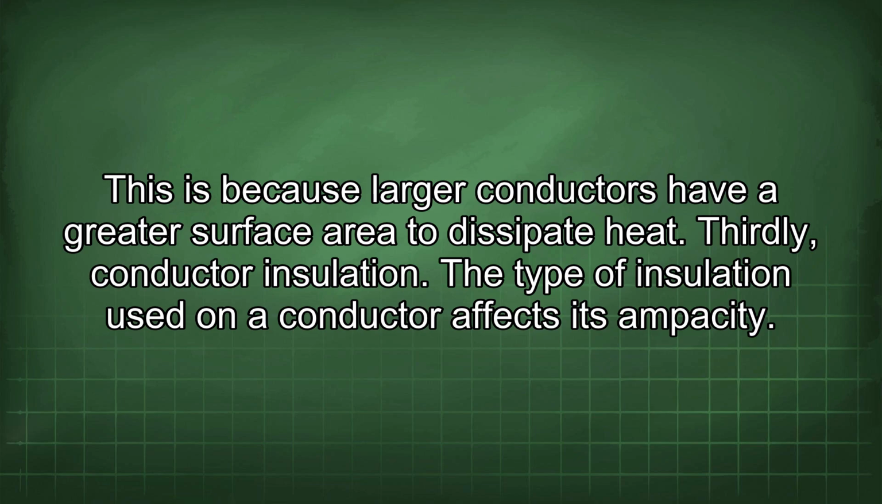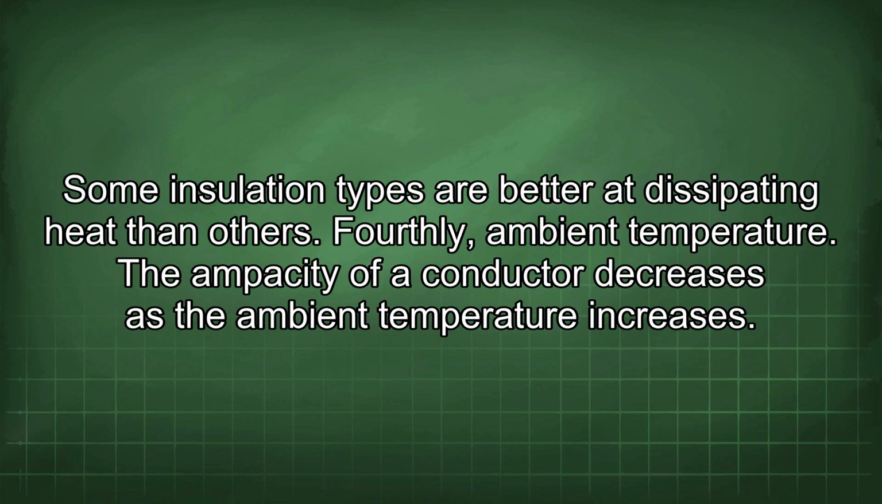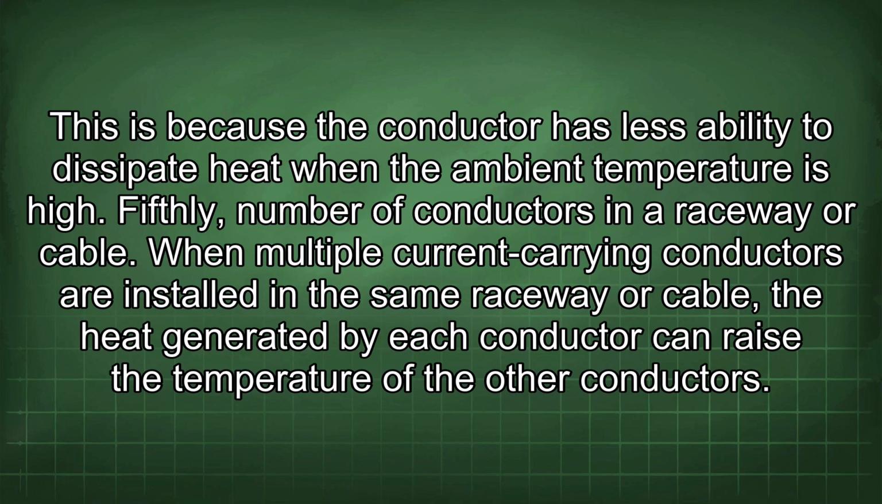Thirdly, conductor insulation. The type of insulation used on a conductor affects its ampacity. Some insulation types are better at dissipating heat than others. Fourthly, ambient temperature. The ampacity of a conductor decreases as the ambient temperature increases. This is because the conductor has less ability to dissipate heat when the ambient temperature is high.